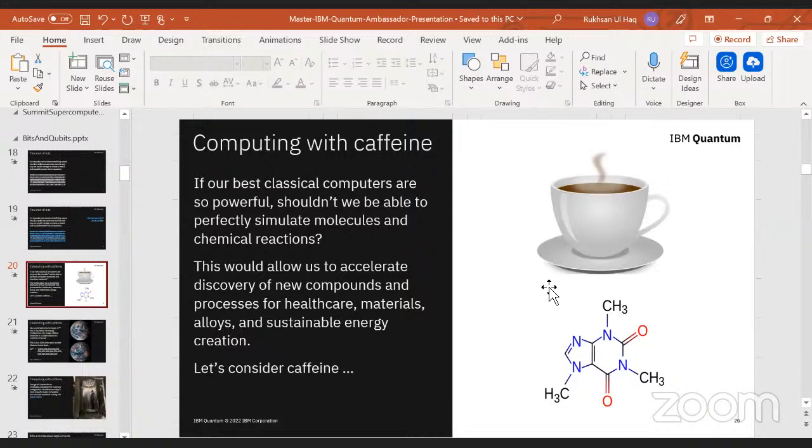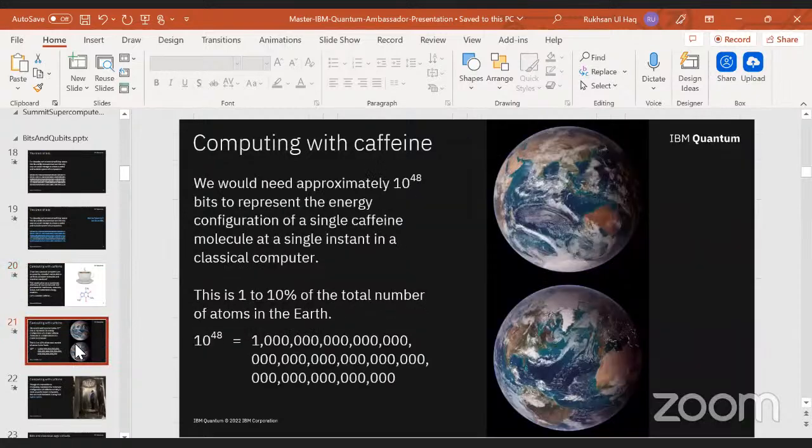So if we want to do that, and someday wanted to write a program and simulate it on a classical computer, let's see how much information it takes to simulate the caffeine molecule. It will take you around 10 raised to 48 bits on a classical computer to represent the energy configuration of a single caffeine molecule.